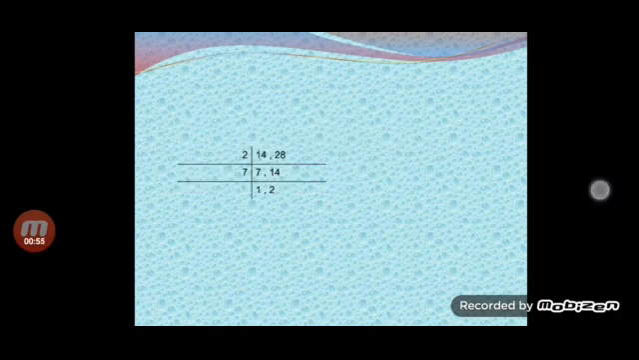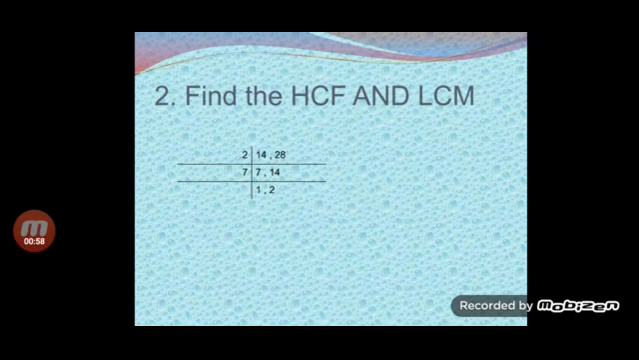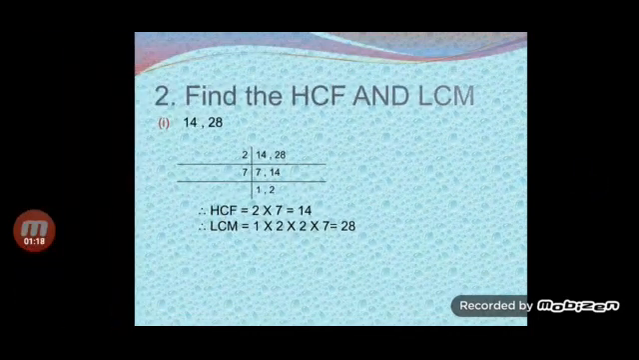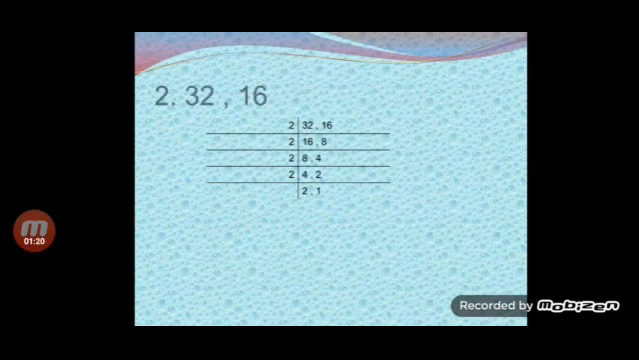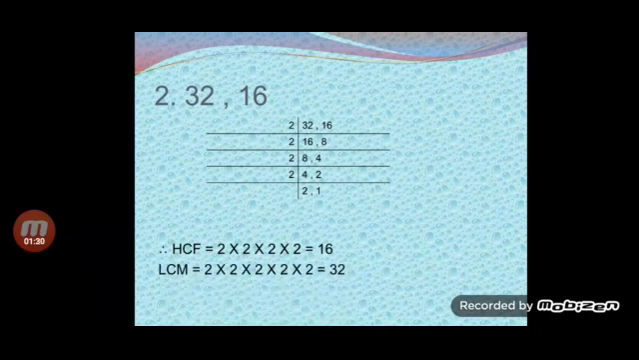Next one is find the HCF and LCM. Now here two numbers are given here, 14 and 28. After finding out the factors, we get HCF is equal to 14 and LCM will be the product of all the factors. So we get 28. Next one is 32 and 16. So finding out the factors, we get 16 as HCF and LCM will be 32.